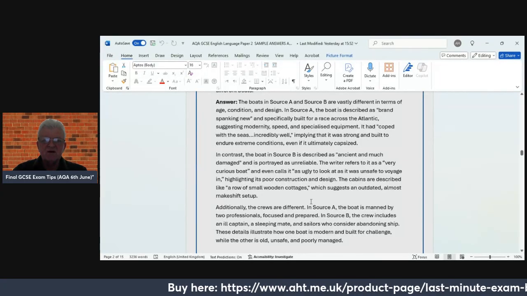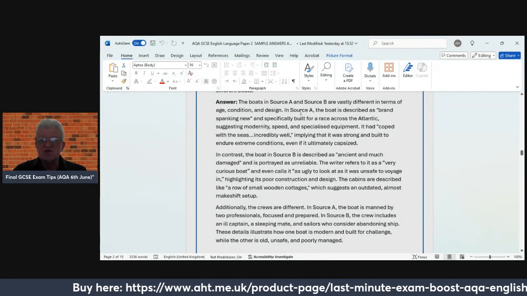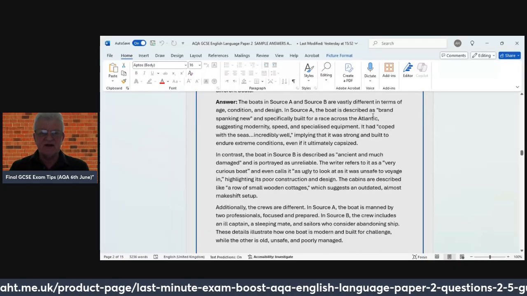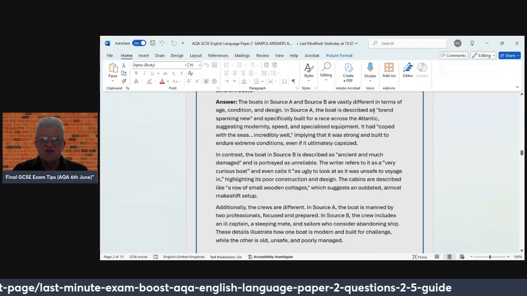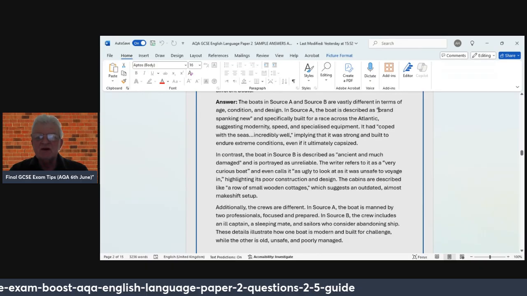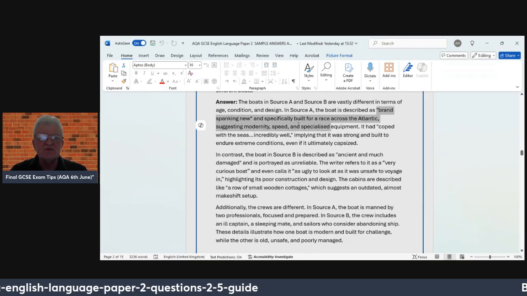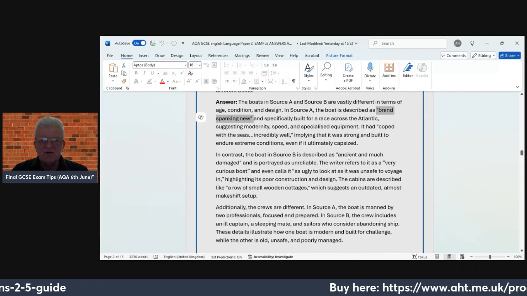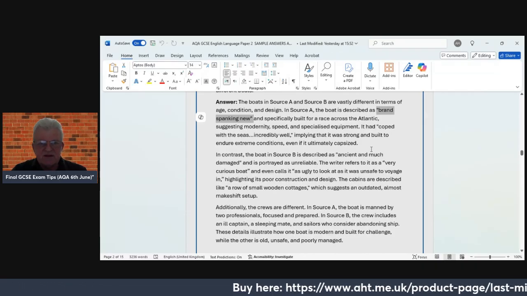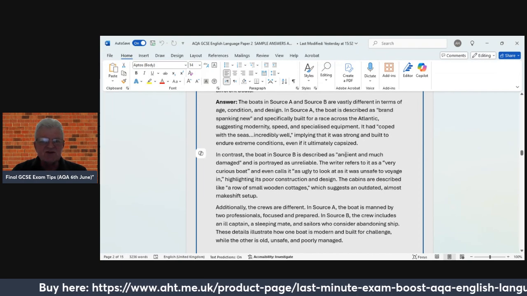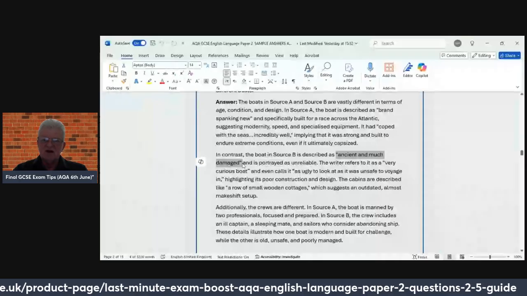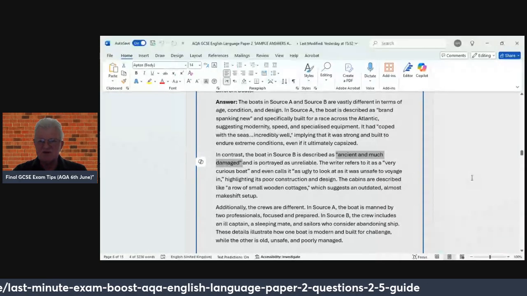And I talk about the boats in source A and B being vastly different. So I summarize those differences and I pick out things straight away. And notice you can pick out quotes, but you really need to link them to the question. So there I put "brand spanking new." And if you look at the comparison I make in this one, in contrast, I've put "ancient and much damaged." So you've got a very well referenced idea in answering the question.